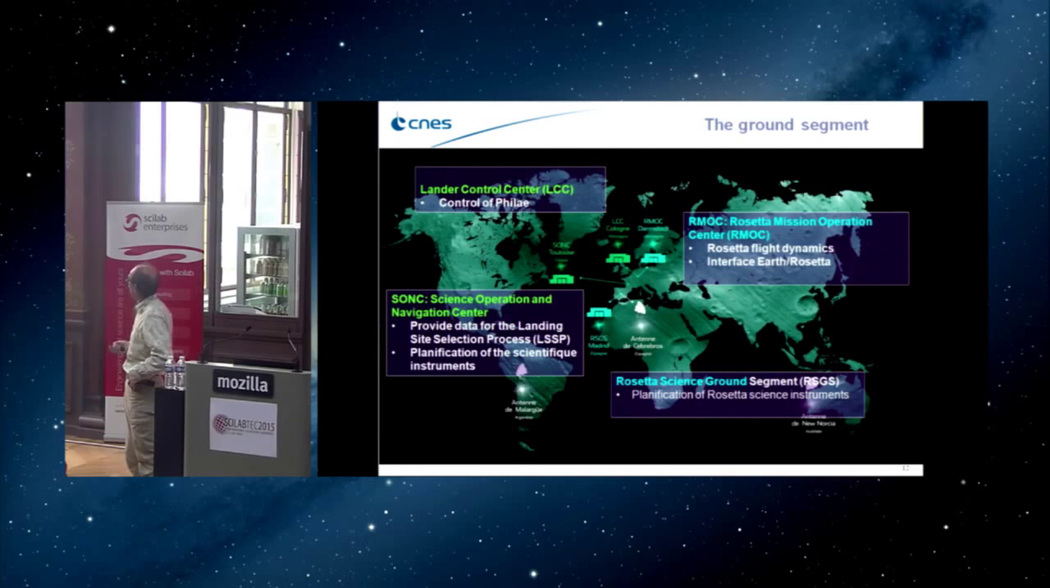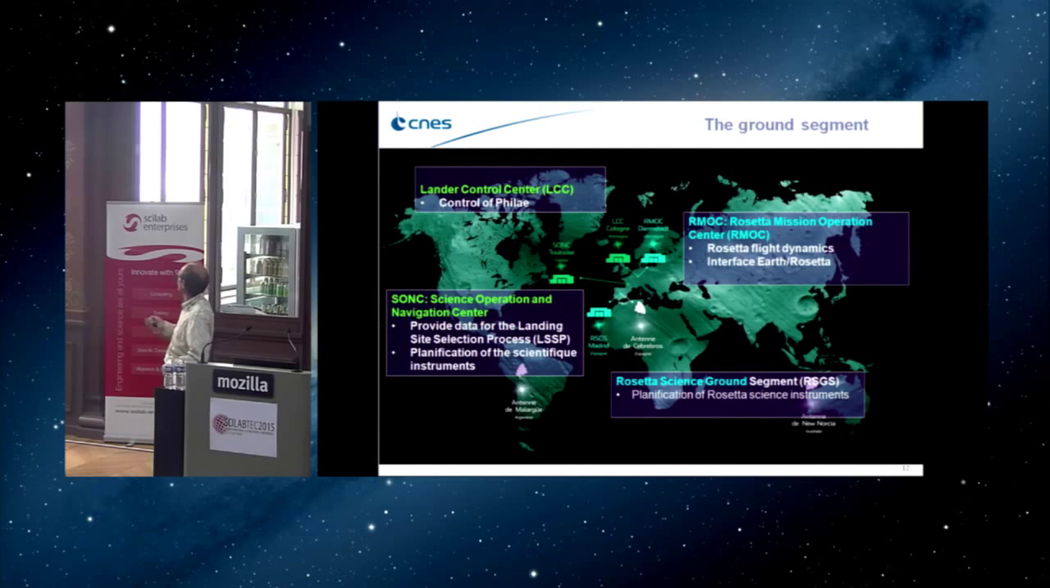If we now look at the control center for the lander, we have the lander control center in Cologne, in Germany, and we have the science, operation, and navigation center in Toulouse. So the SONC had to provide the data for the selection of the landing site. It's what we did last summer. And we were also in charge of the planification of the scientific instruments on board the lander.